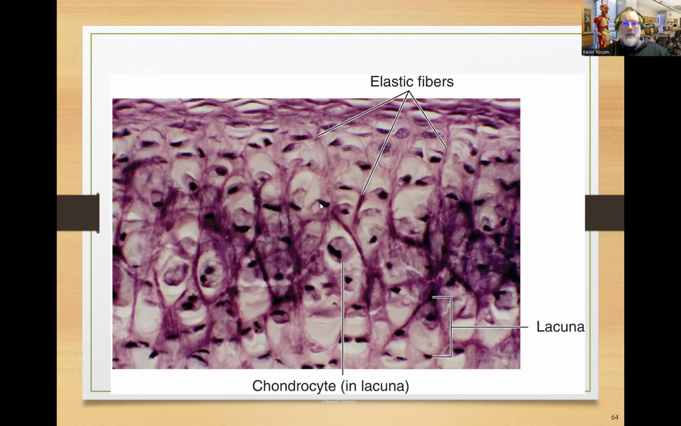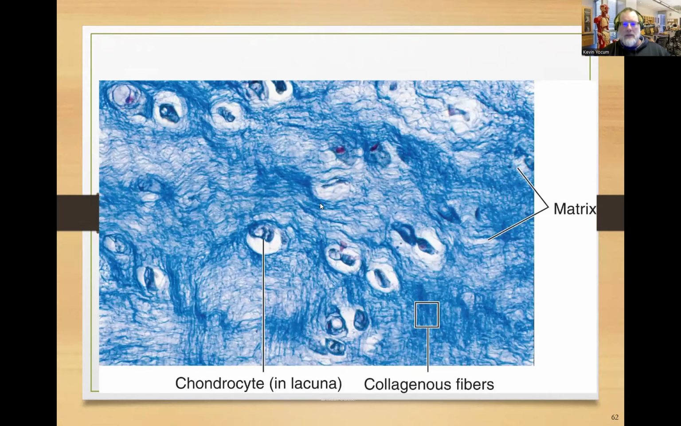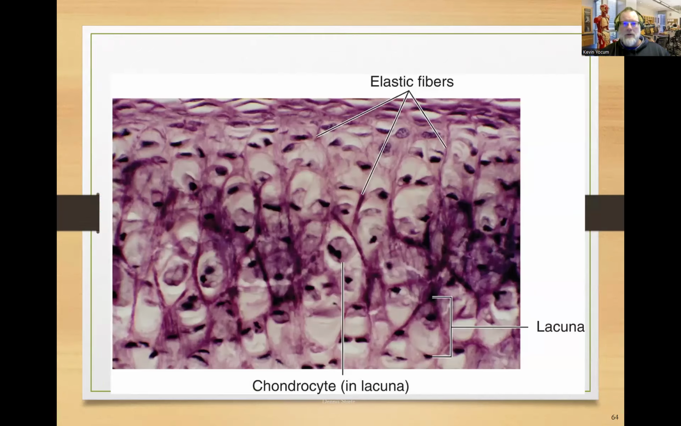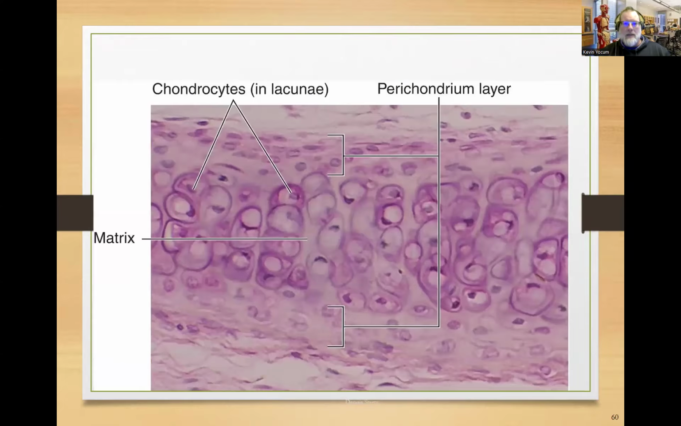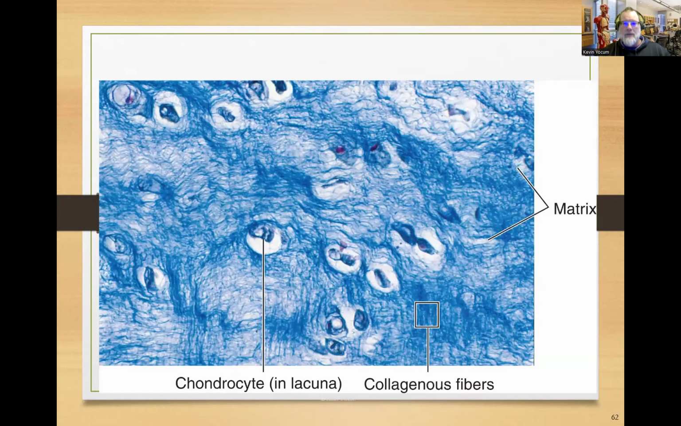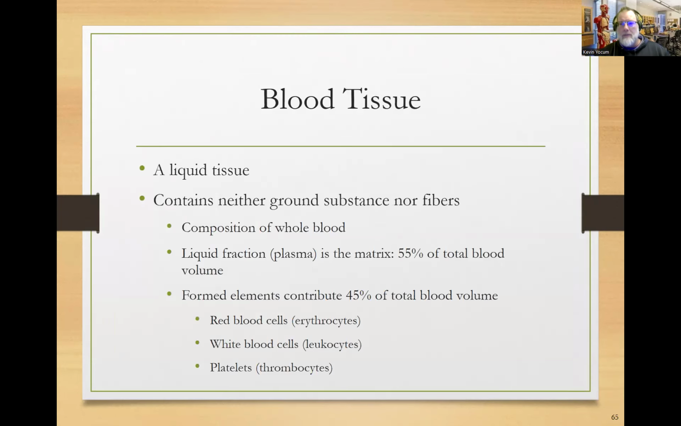So again, tons of fibers is fibrocartilage. A medium amount is elastic cartilage, and barely any is going to be your hyaline cartilage. Hyaline cartilage, not a lot of fibers; fibrocartilage, tons of fibers; elastic, a medium amount of fibers. All right, so that's cartilage.